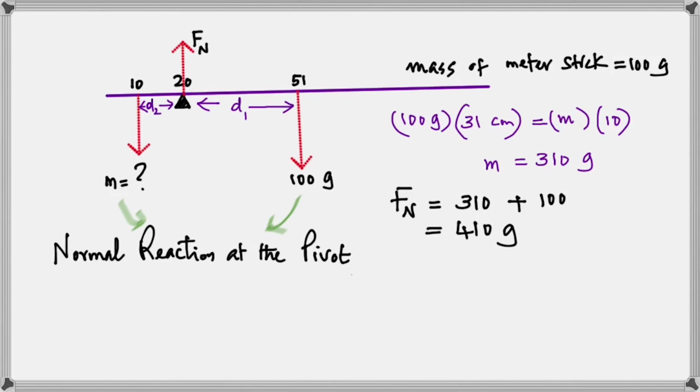So if you actually need it in newtons, you know what to do? How do you get it in newtons? That's in grams, so change it to kilograms first, and then multiply with 9.8. And you would get it in newtons. How much do we get? 4.018 is what I have. What do you have? Is that the answer? Yes.